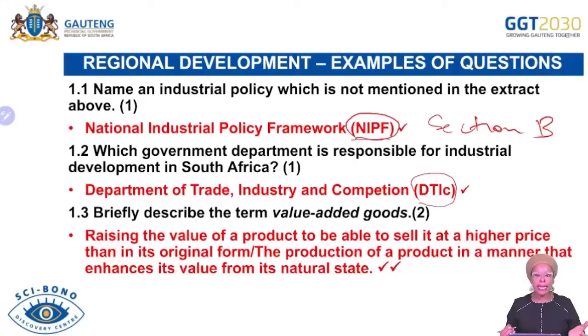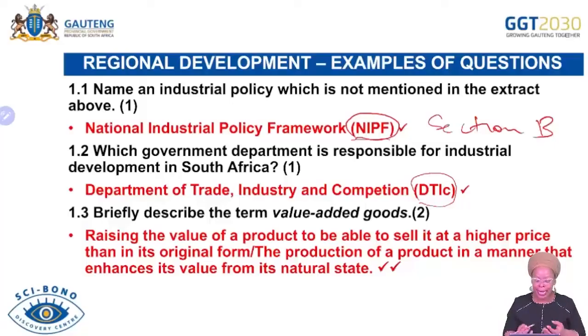You can explain it as raising the value of a product to be able to sell it at a higher price than its original form. Like sand. Sand, if you change it into glass, the form is now more valuable than when it was in its natural state as sand. Then that transformation of raw material into a final product, it's what is called value-added goods. And for that, you qualify for 2 marks.